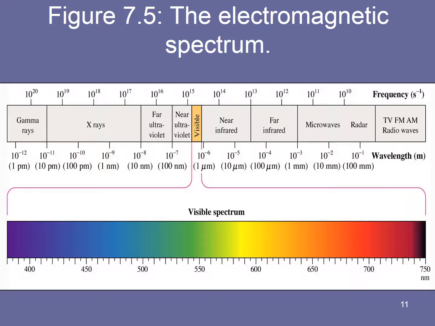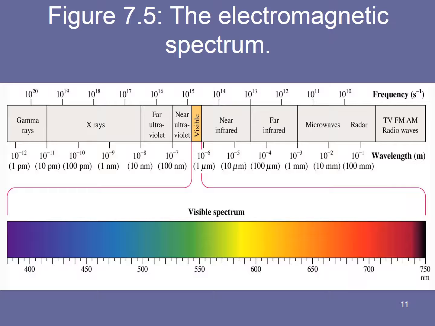So here is the electromagnetic spectrum, and you can see that we go from 10 to the 20 per second, which is very, very high frequency, very tiny wavelength, 10 to the minus 12th meters, or 1 picometer. Those are gamma rays. X-rays are a little bit lower frequency. Then we have our ultraviolet, which is still higher frequency and smaller wavelength than visible light. Visible light, as you can see, is around 400 to 800 nanometers. And then a little bit lower is the infrared. So infrared is our heat energy.